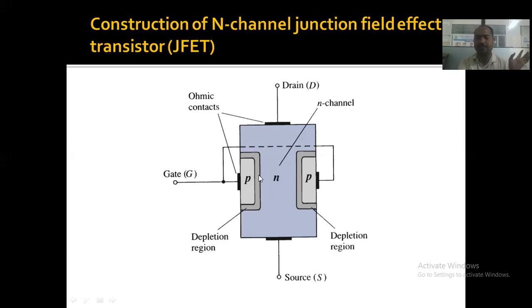This will happen, right? Up to a small time this will happen. After all, whatever electrons and holes have diffused here, a thin layer is formed. That layer is called the depletion layer. See, that layer is called the depletion layer.